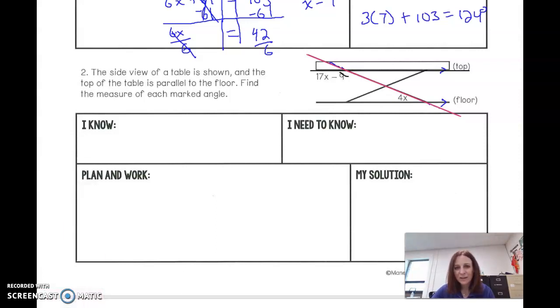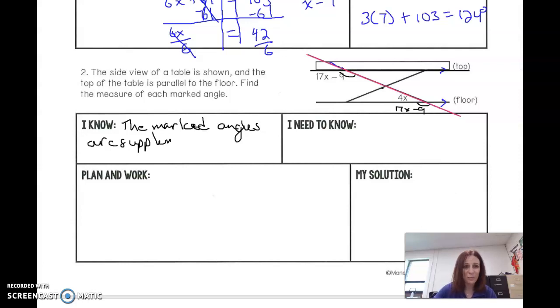This angle right here has to be the same as this one right here. Those would be corresponding. These two angles, so this one here is 17x minus 9. These two angles are a straight angle. Straight angles add to 180 degrees. So if they're not any of the rest, remember those are the congruent ones, they have to be supplementary. So these two angles here have to add to give you 180. So what do I know? I know the marked angles are supplementary.